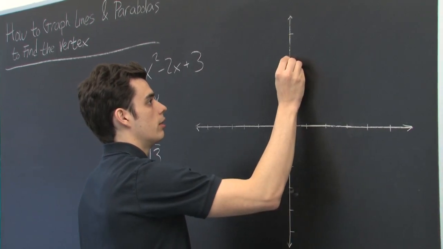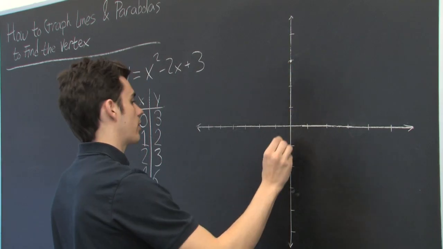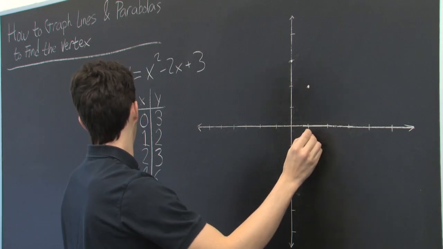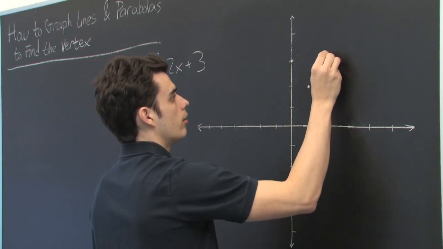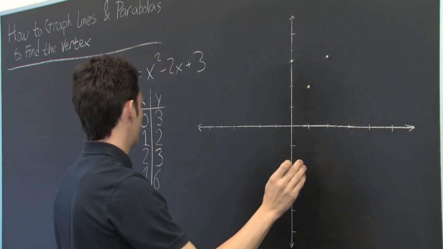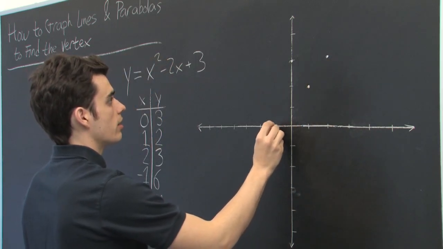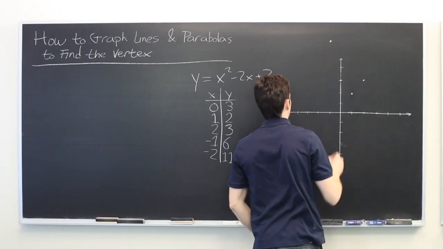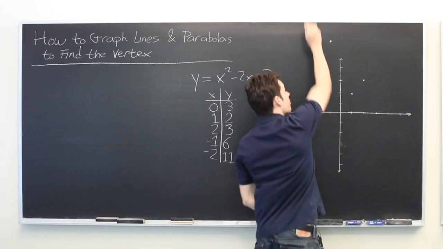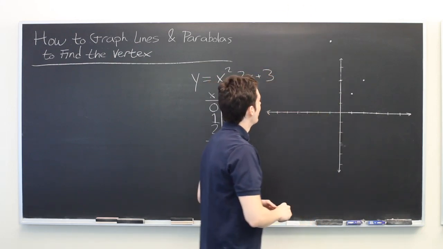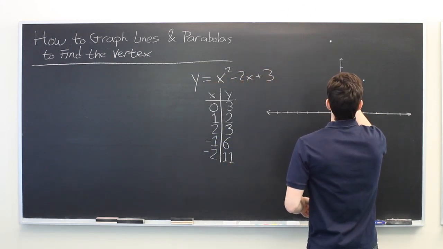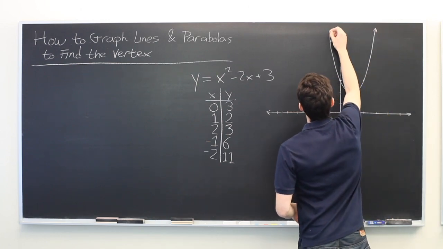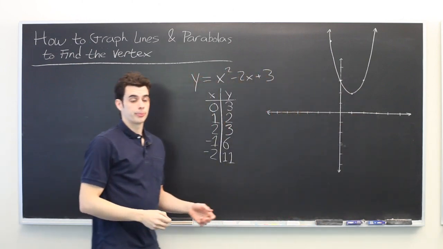0, 3. 1, 2. 2, 3. We have negative 1, 6, which will be somewhere up here. And then negative 2, 11, which will probably be above the chalkboard. But from here, we can simply connect these points with a smooth curve. That gives us a good idea of what our graph is going to look like.